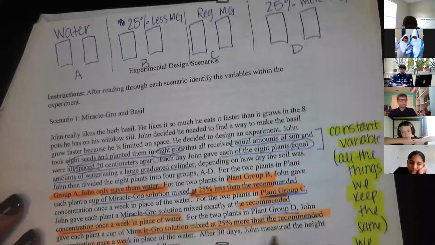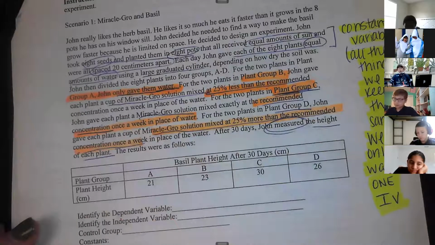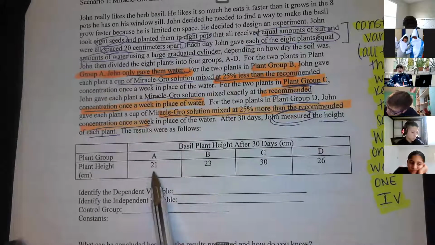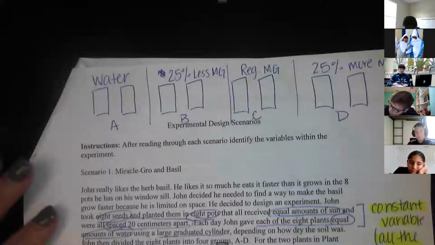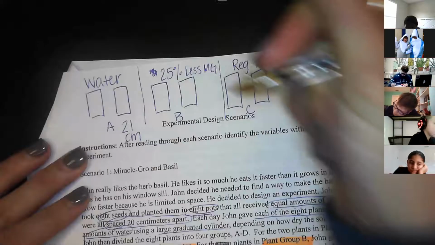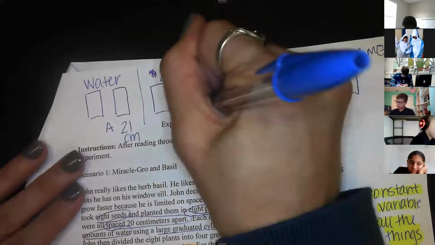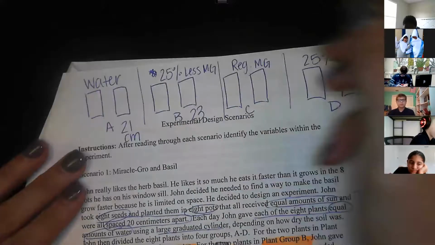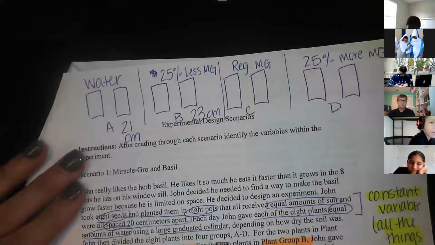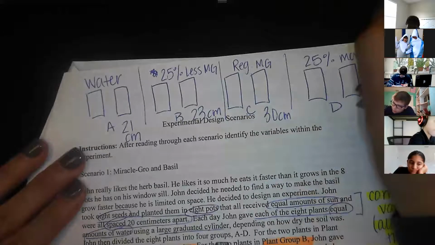After 30 days, he measured the height of each plant. Plant group A grew 21 centimeters. Plant group B grew 23. Plant group C grew 30. And plant group D grew 26.